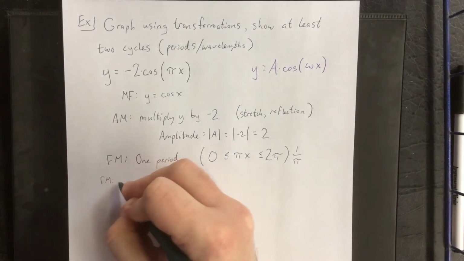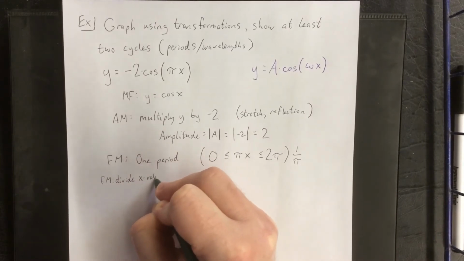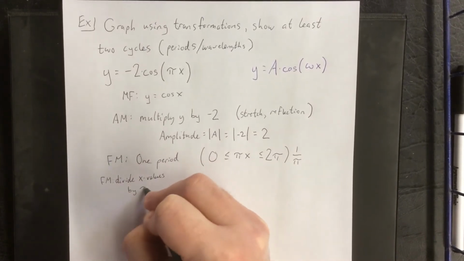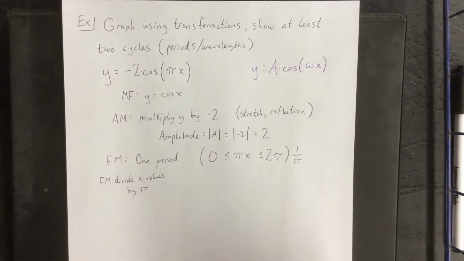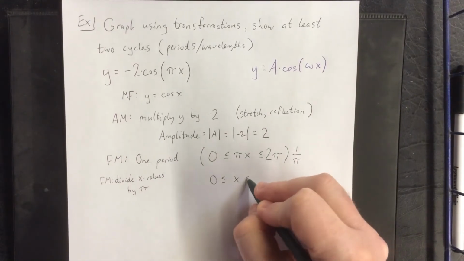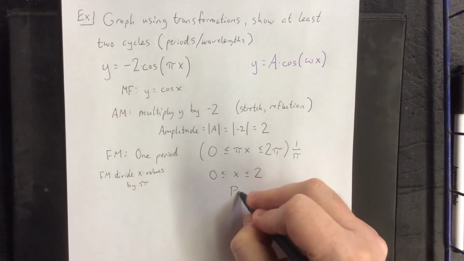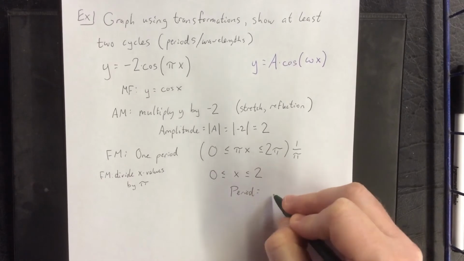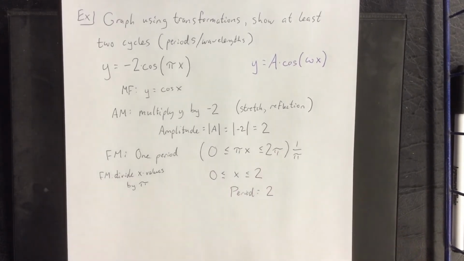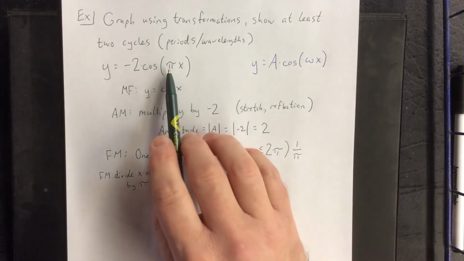So the frequency modulation is going to be to divide x values by pi, letting us know that one period is going to start at 0 and is going to end at x equals 2. So the period, or wavelength, will be equal to 2. You'll notice that that's consistent with the formula that we had of 2 pi divided by omega, because in this case omega was equal to pi.